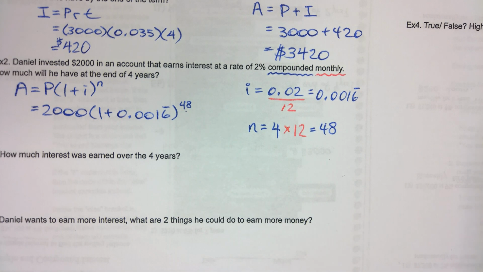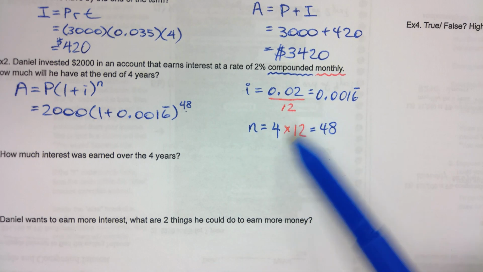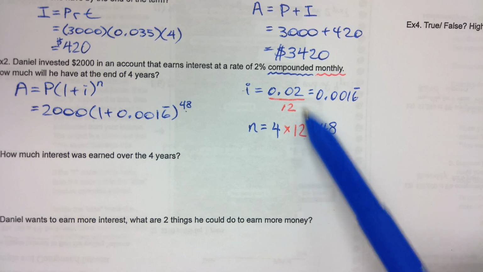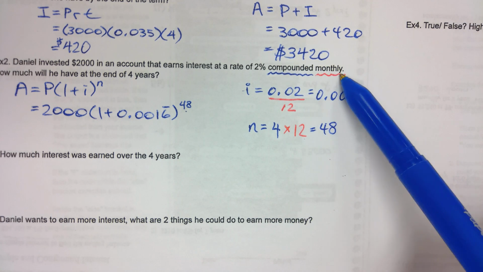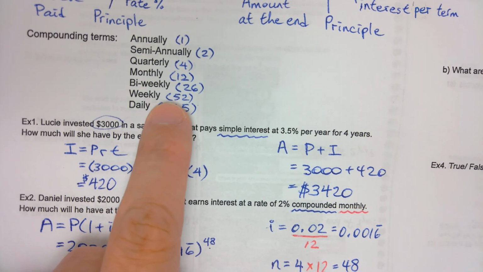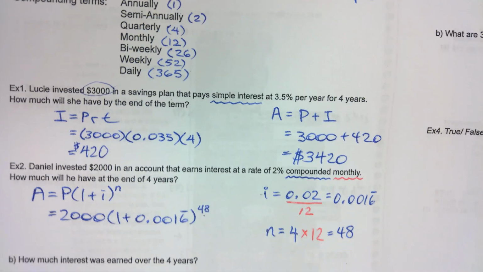Okay? So interest, you have to divide by 12, and you have to times by 12. So it's always the same number that you are dividing and timesing, based on what it says. If it says compounded monthly, it's 12. If it says compounded weekly, then it's 52. If it says compounded semi-annually, then it's 2.